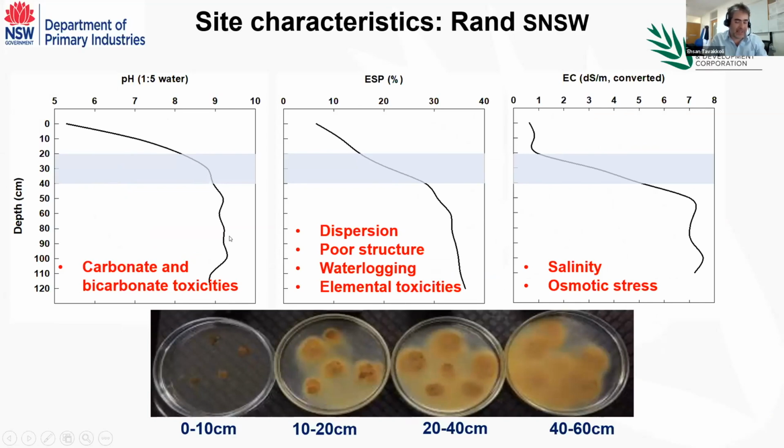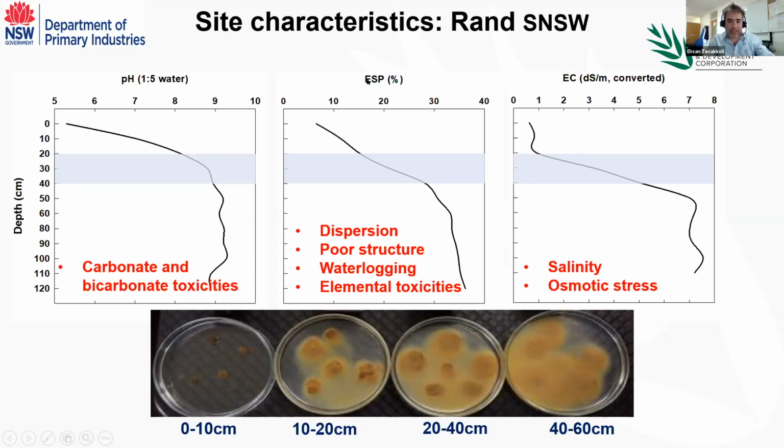So this is a classic sodic dispersive soil. Even though the pH in the surface can be neutralized, as you go into the deeper soil profile, the pH increases by depth into extreme alkaline condition, and that pH itself can cause a problem because of carbonate and bicarbonate toxicity.